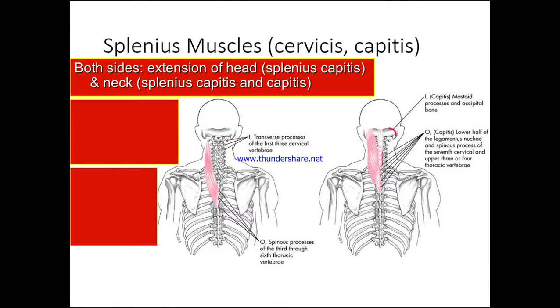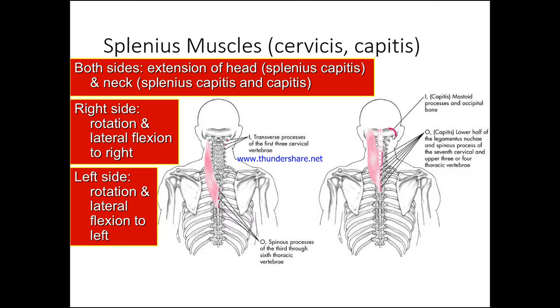Okay, splenius muscles, cervicis and capitis. Both sides: extension of the head and neck. Right side: rotation and lateral flexion to the right. Left side: rotation and lateral flexion to the left. The transverse processes of the cervical 3 vertebra, again we can see these origins and insertions, the spinous processes of the 3rd through to the 6th thoracic vertebra.